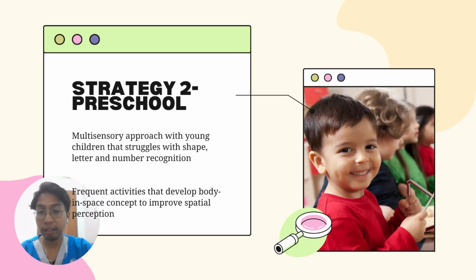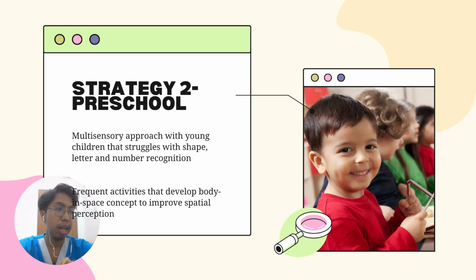And then next is strategy two, which is preschool. A multisensory approach for young children that struggle with shape, letter, and number recognition. As you can see, a multisensory approach is not just touch, but all the senses that we have and how we can adapt to our surroundings, and how we are able to learn and visualize.